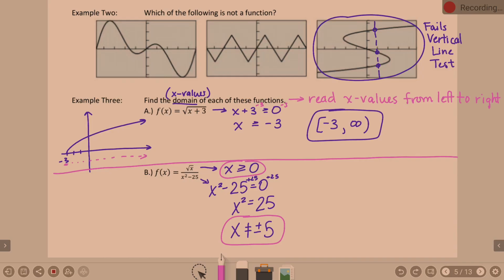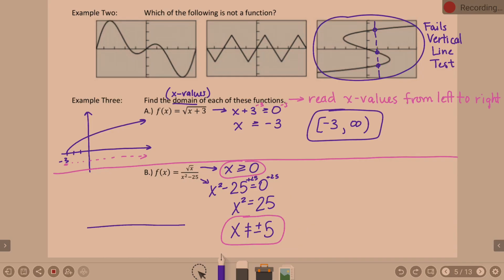Okay? So we kind of have 3 restrictions going on here. X has to be greater than or equal to 0. So x can only be positive. We also know that x cannot equal negative 5, and x cannot equal positive 5. Now, and I'm doing this all without looking at the graph yet, yes? Here's what I'm going to suggest you do.